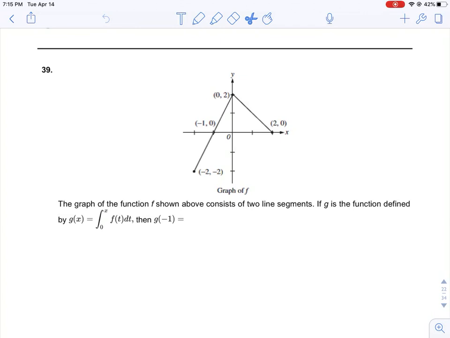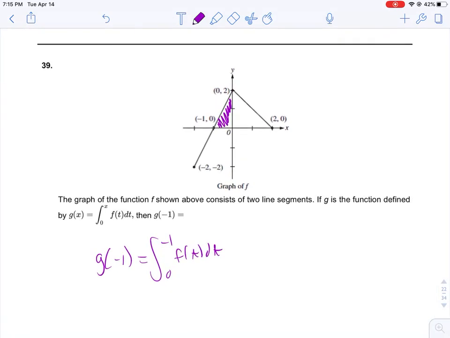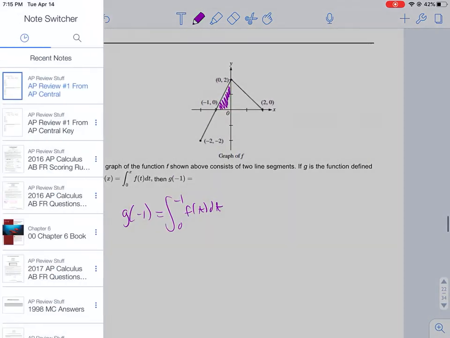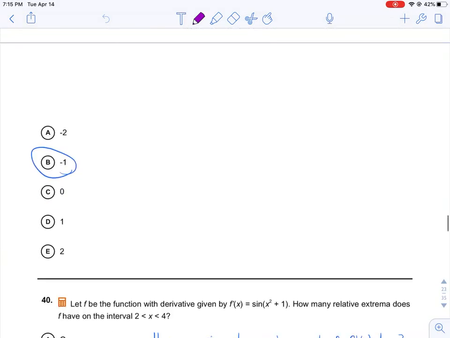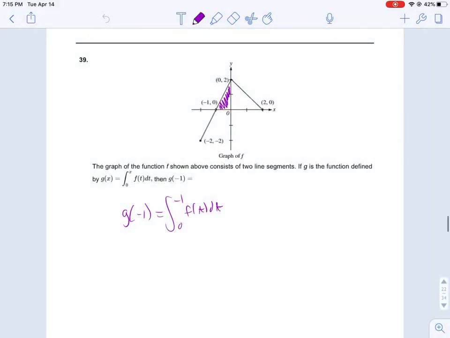The graph of the function f shown above consists of 2 line segments. If g is the integral of f, then g of -1. So g of -1 is just the integral from 0 to -1 of f of t dt. 0 to -1 is this area, but since we're going left and that area is above the x-axis, the answer is actually going to be negative. So find the area of that triangle, and you should just get -1.